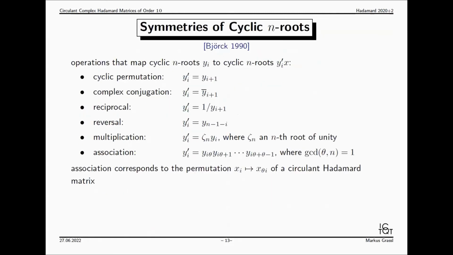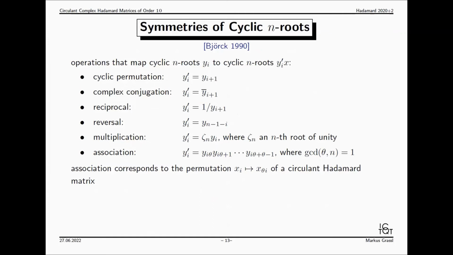So what we are using to solve the problem is actually symmetries, and they are nicely described in the paper by Björk. What are the symmetries? And this X here should be removed. That's a typo. So we have cyclic permutations.